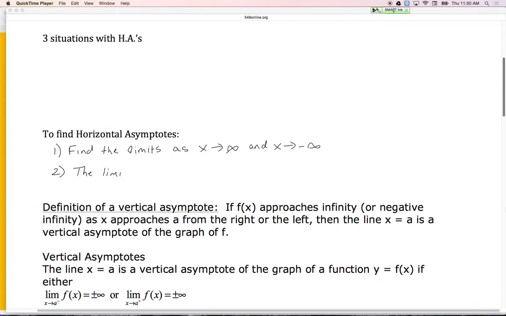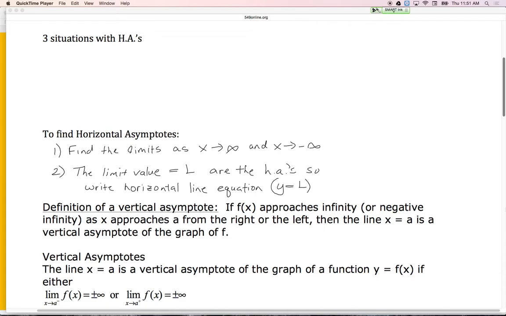All right. Once you find the limits, the limit values, and we'll call those L, those are the HAs. So write horizontal line equations. Horizontal line equations would be y equals L.